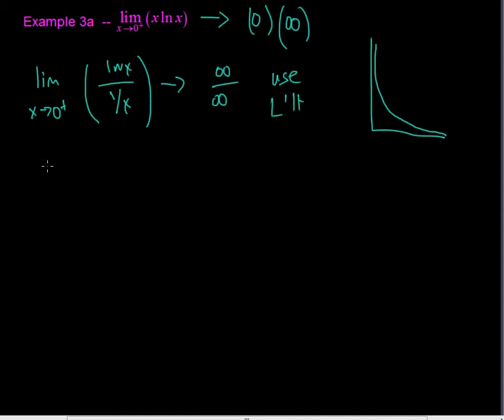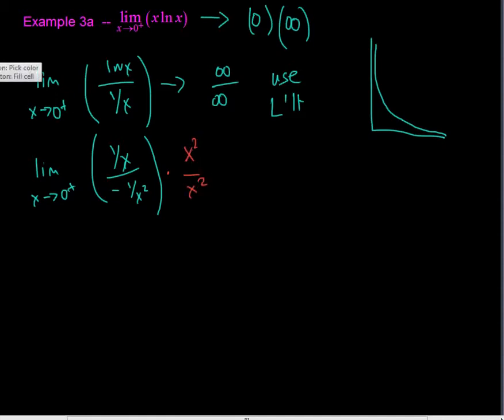Take the derivative of the top. First, let me rewrite this limit notation. The derivative of the top is 1 over x. The derivative of the bottom, think of that as x to the negative 1, would be negative 1 x to the negative 2, or negative 1 over x squared. All right, well, that's kind of a mess. So let's clean that up by multiplying through by x squared over x squared.